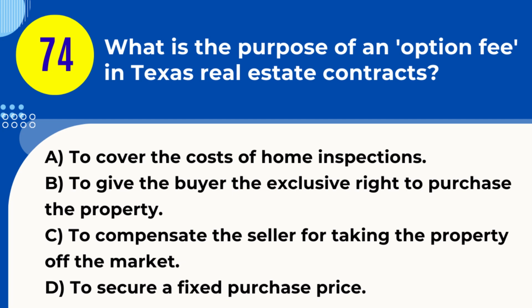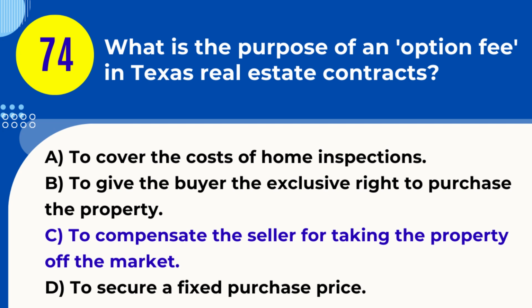A. To cover the costs of home inspections. B. To give the buyer the exclusive right to purchase the property. C. To compensate the seller for taking the property off the market. D. To secure a fixed purchase price. Answer: C. To compensate the seller for taking the property off the market.